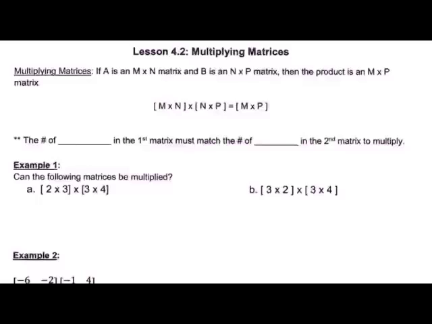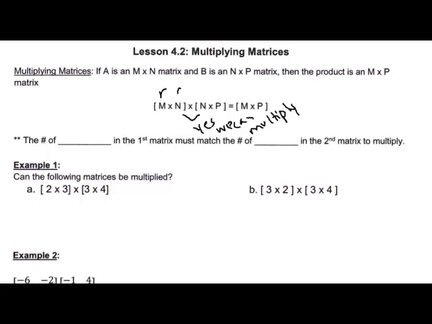So multiplying matrices, if A is an m by n matrix and B is an n by p matrix, then the product is an m by p matrix. So we look at m times n and n times p, and again, m times p is our answer. So the middle two, the fact that they are both n's, means yes, we can multiply.